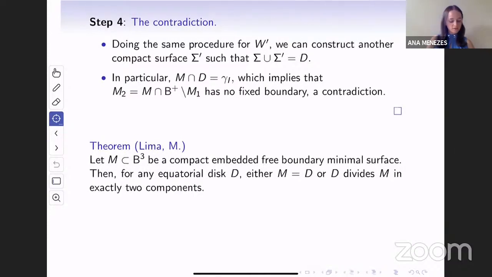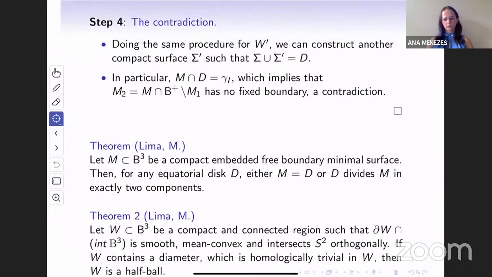Excellent. So using similar arguments, we also proved this other theorem that is the analog of another result by Ross. And it says the following. Here, W is another thing. W is now a compact and connected region such that the intersection of its boundary with the interior of the ball is smooth, mean convex, and intersects the sphere orthogonally. And we proved that if this region contains a diameter that is homologically trivial, then it has to be the half ball, no other possibility.